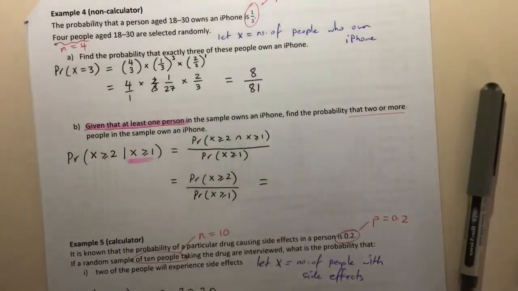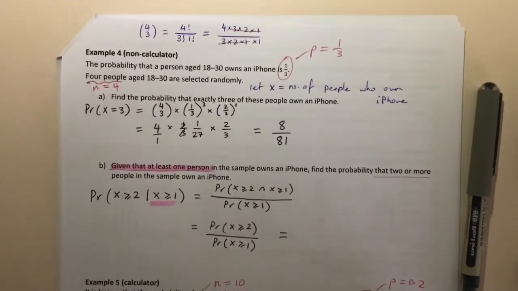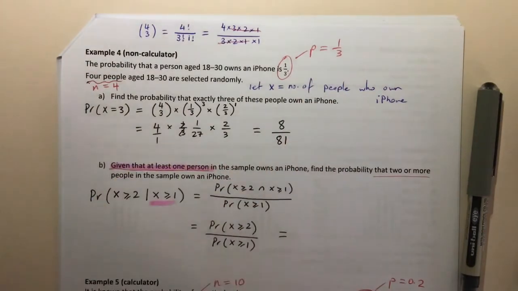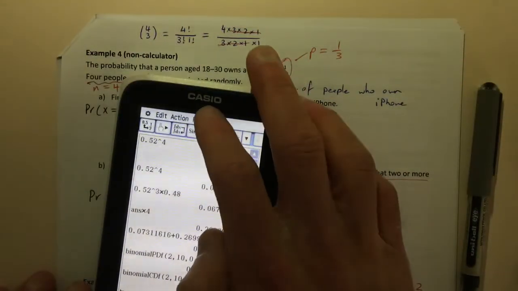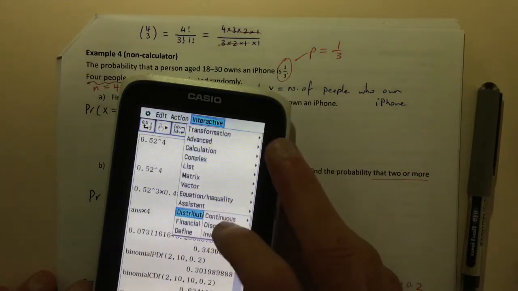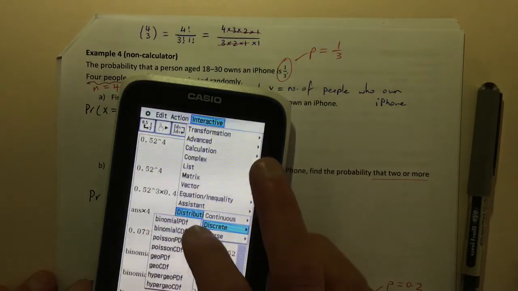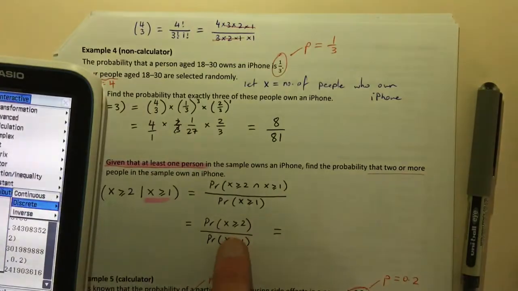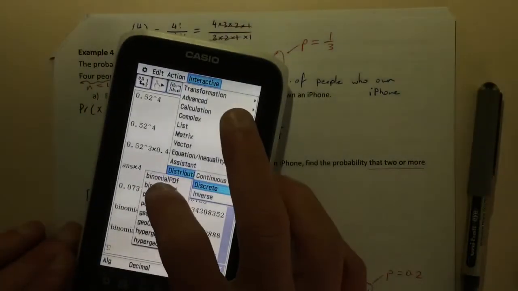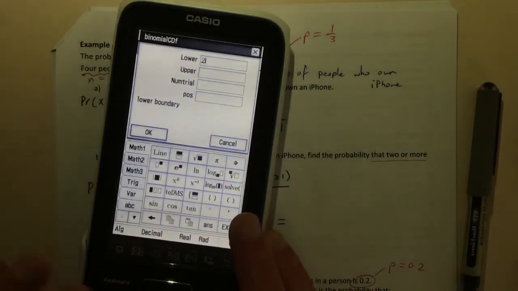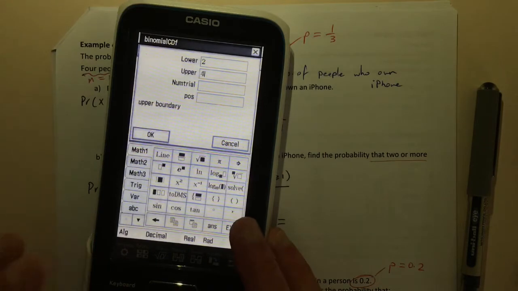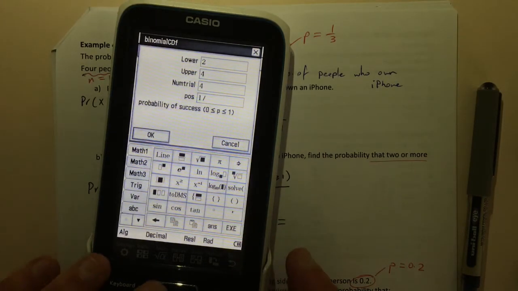And we can do that on our calculator, right? So remember, in this question, n is 4 and p is 1/3. We can set this up and go Interactive, Distribution, Discrete. Now, both of these probabilities are greater than or equal to, so we're going to use binomial CDF. For the top one, we wanted 2 or more. For the bottom one, we wanted 1 or more. So we want 2 to 4 successes from 4 trials with a probability of success of 1/3.